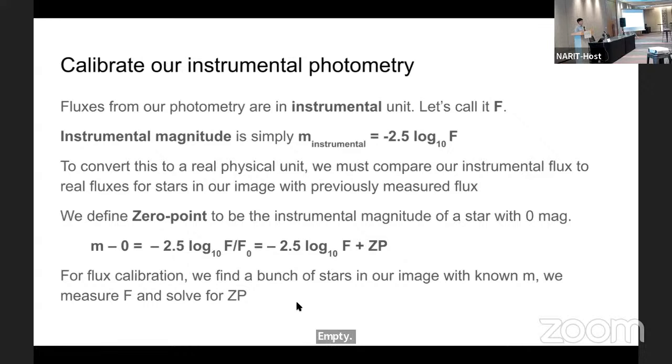So yes, to reiterate, for the flux calibration, we find a bunch of stars in our image that we know M for, and we measure F, and then we solve this equation for the zero point.